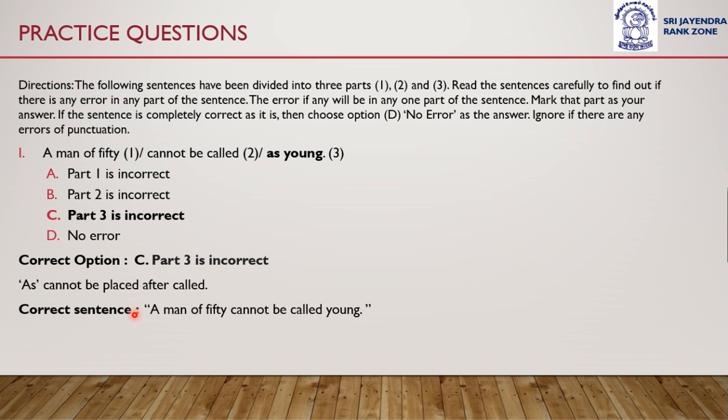The correct sentence would be, a man of 50 cannot be called young. This is the correct statement. A man of 50 cannot be called young. We will remove "as" from this statement and the statement becomes correct.